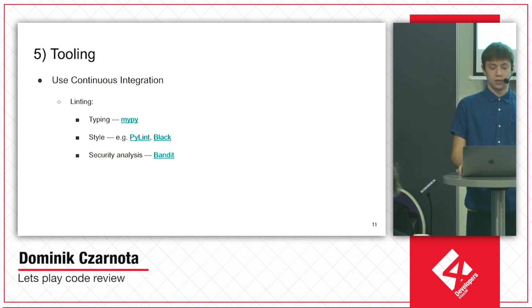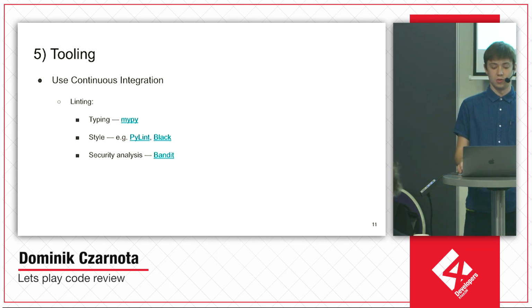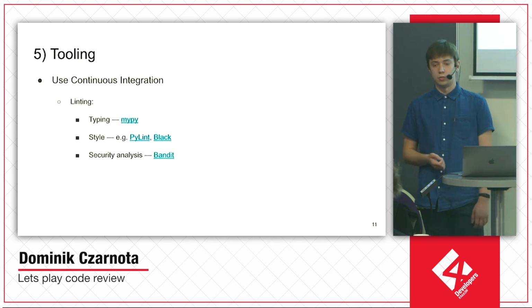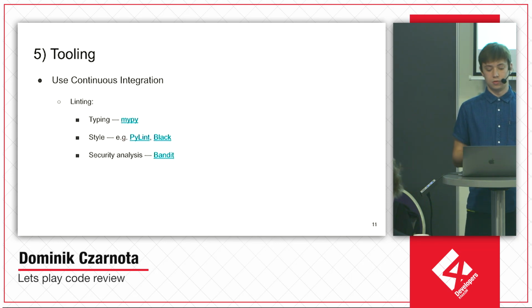Another thing is tooling. You probably use continuous integration. If you don't, you probably should. There are a lot of tools. One type of tool could be linters. There is, for example, MyPy for static typing, which is pretty cool because you can check whether the given type you want to be there can be asserted.